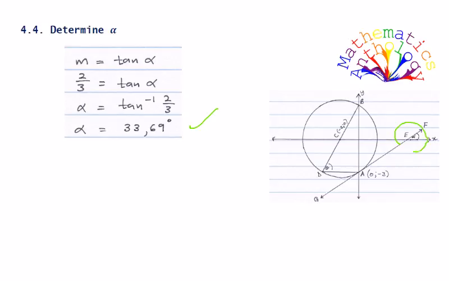4.4, let's determine alpha. Alpha is on the x-axis at E there. It lies on the tangent FG. So we can just use m is equal to tan theta to find alpha. So in this case, it will be m is equal to tan of alpha. The gradient of the line that alpha lies next to, FG, we worked out before, the gradient there is 2 over 3. So 2 over 3 is equal to tan of alpha. Alpha will equal tan inverse of 2 over 3, which is 33.69 degrees.